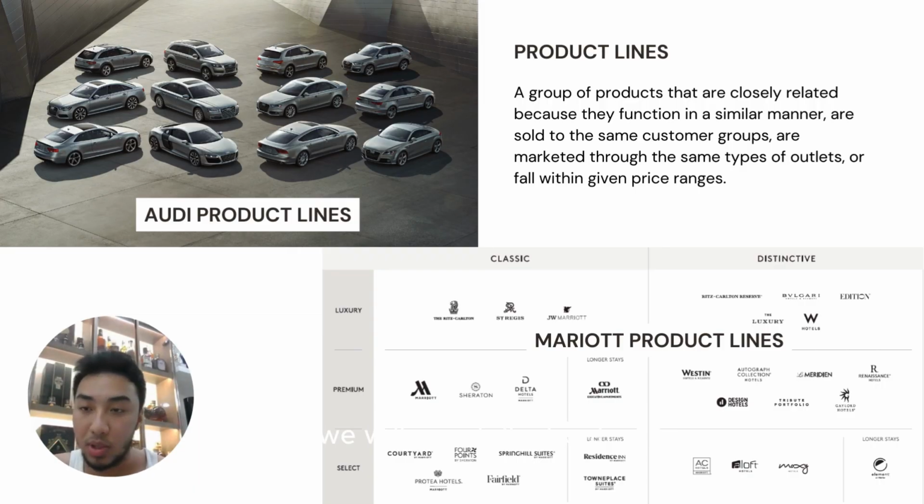We will now talk about product lines, simply a group of related products under the same brand name manufactured by a company. For example, Audi produces various types of cars, or Marriott offers several lines of hotels.